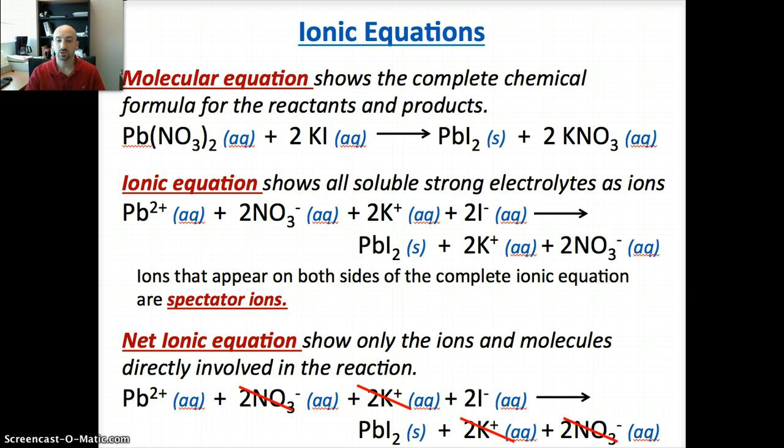It's important that any ions that appear on both sides of the complete ionic equation, which is what we're talking about here, are spectator ions. So here you can see that potassium is on both the product side and the reactant side, and so it's just a spectator ion. Same thing with nitrate. And so we can write what's called the net ionic equation, which only shows the ions and molecules which are directly involved in the reaction. You see that we can cross out everything that's on the same side, and we're left with our net ionic equation.